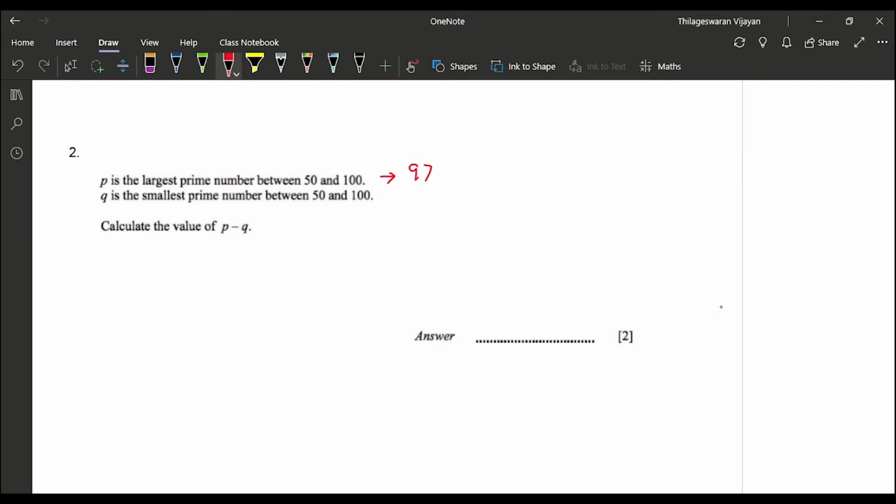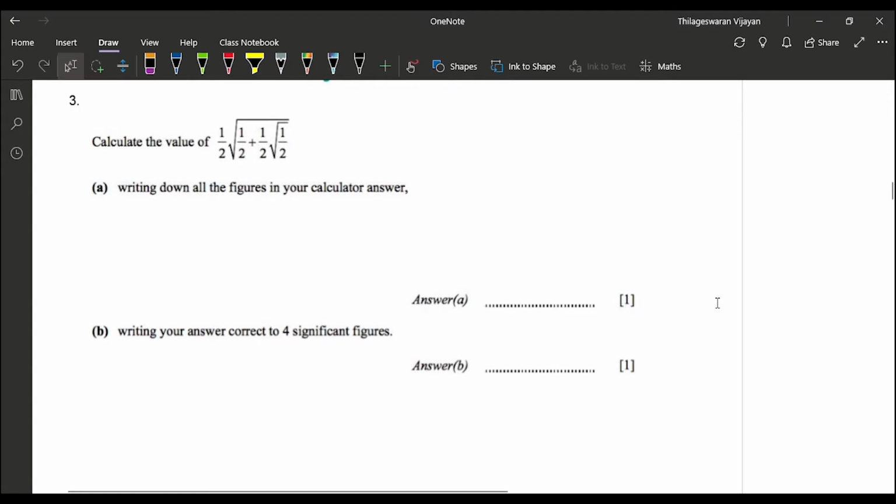What about the smallest prime number between the same range? So you start from the 50 now. So 51 can be divided, 52 can still be divided, 53 cannot be divided by any other numbers. Okay, so that means P is 97. So I'm gonna calculate the value, 97 minus 53. So you're gonna get 44 in this case. That's your answer.